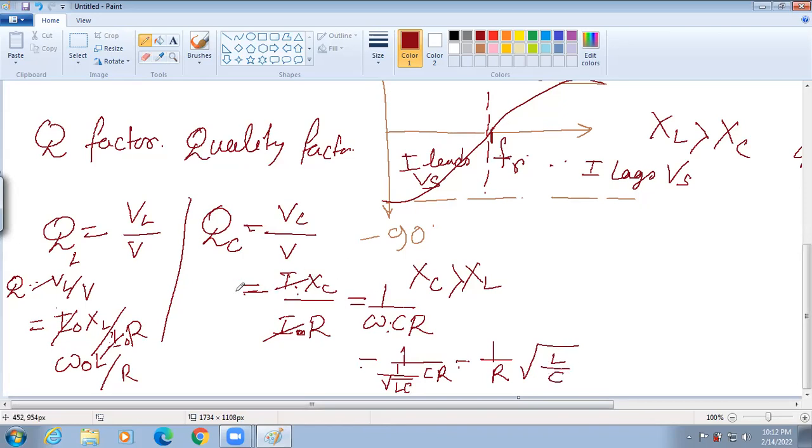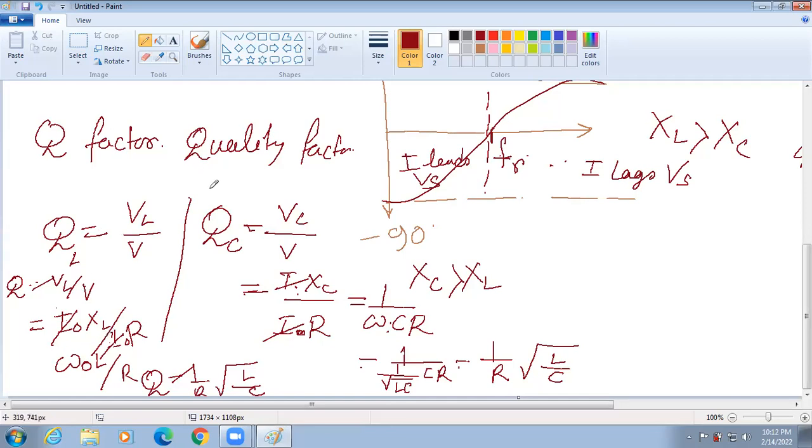So we can write it in this way also. The same thing we can write here: Q equal to 1 by R root over L by C. So this is the relation for the Q factor.